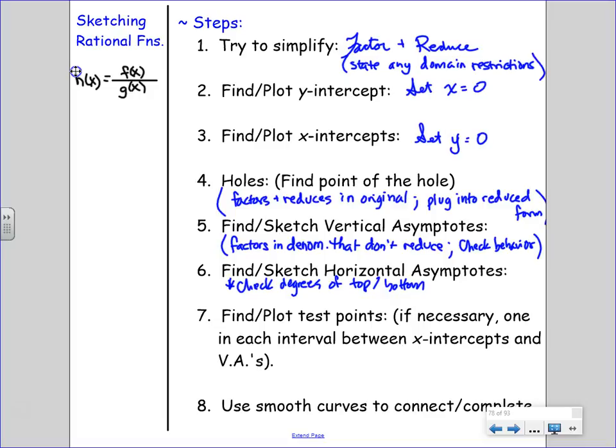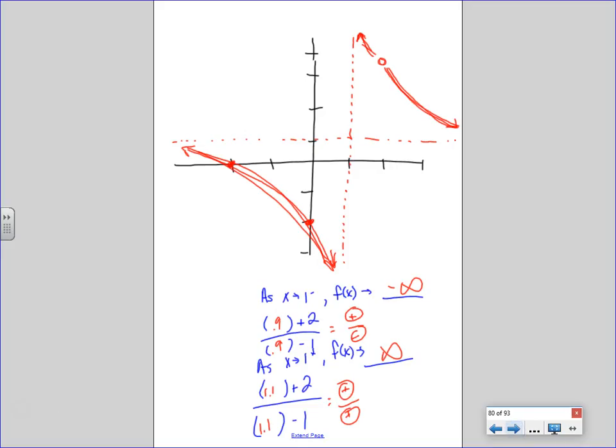So in ours, we could have plugged in a point in between each of our different characteristics, for instance, in between here to make sure he was going down. We could have plugged in a point in between here to make sure he was going up, etc. We could have plugged in maybe a couple points over here to make sure he was going down, etc.